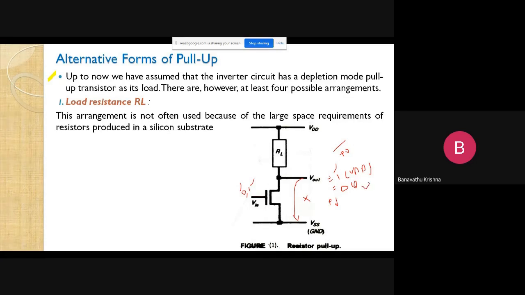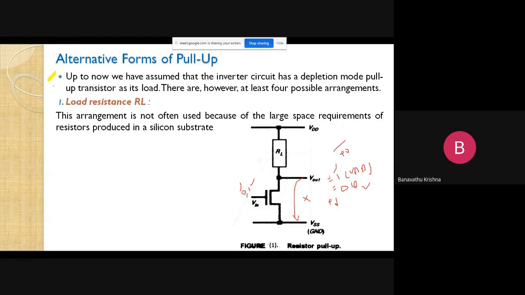So it is performing the inverter operation when we take the pull-up device as a load resistance, right? But there is one problem: when we go to fabrication processing techniques, it occupies excess area in the chip design process. That is a major drawback when we take a load resistor as a pull-up device, right?